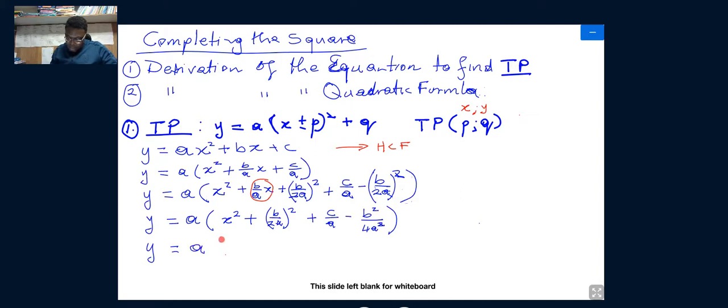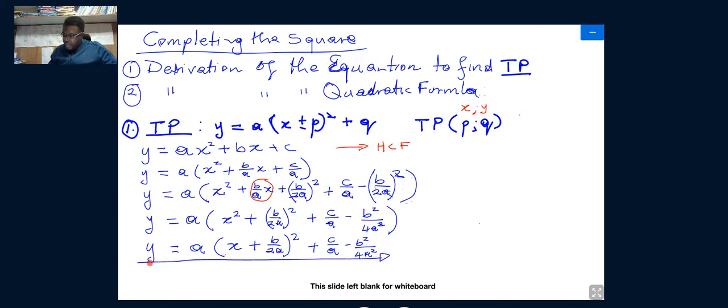And then here we group this. They are both squares. We group them: x plus b over 2a all squared plus c over a minus b squared over 4a squared. This is what we want. This is it.